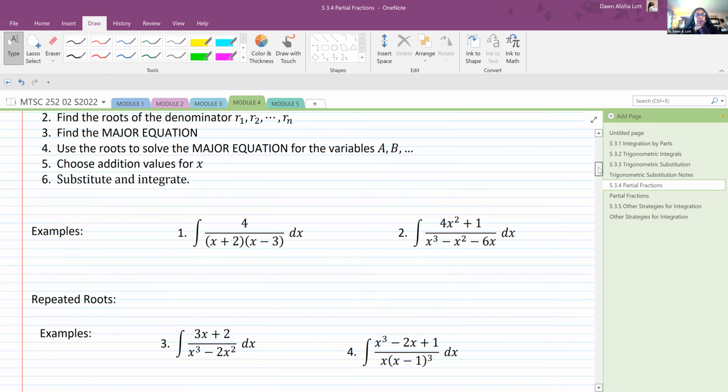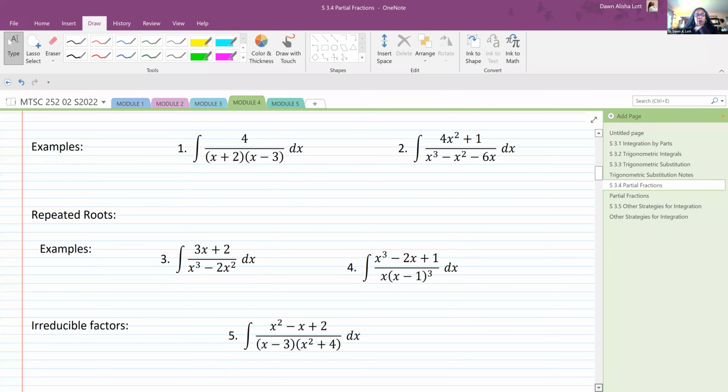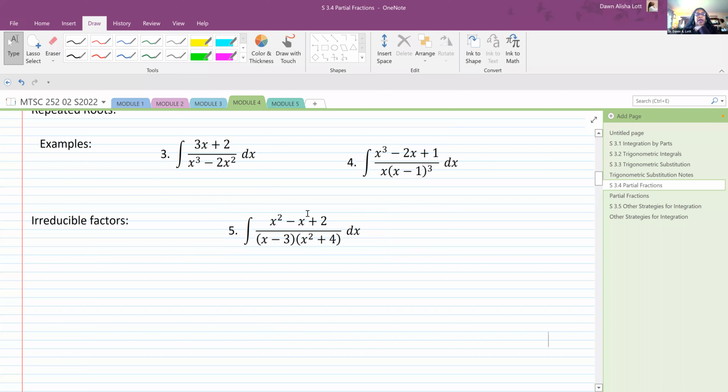All right, so we learned how to do simple problems where there were linear factors in the denominator. We also did this problem where we had to solve for A, B, and C. Then we went to repeated roots in the denominator. And so the last thing we have to cover in this section are irreducible factors.